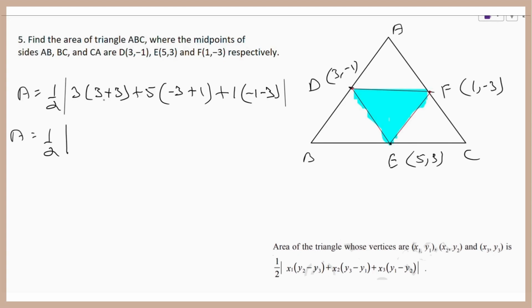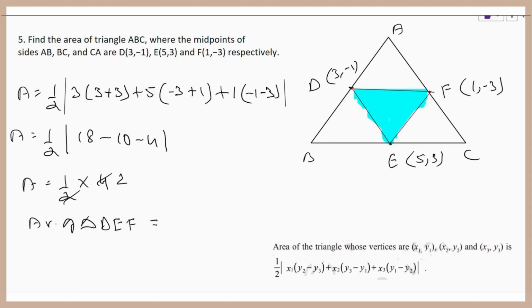Now to simplify it, 3 plus 3 is 6, 6 into 3 is 18. Plus this is negative 2 into 5, that is minus 10. And this is minus 4. Right, so the area equals 18 minus 14, which is 4. And dividing it by 2, we get the area here. Let me tell you that we are getting the area of triangle DEF and not ABC. So it comes out to be 2 square unit.